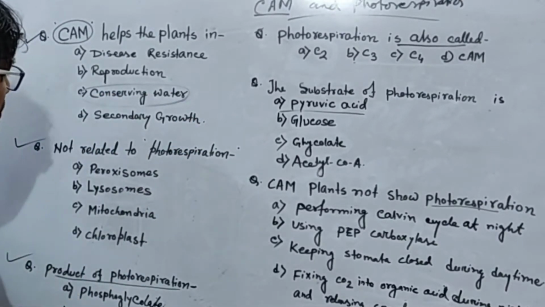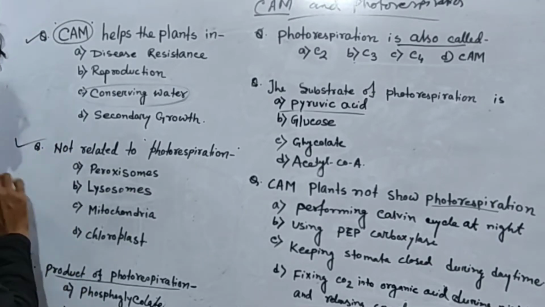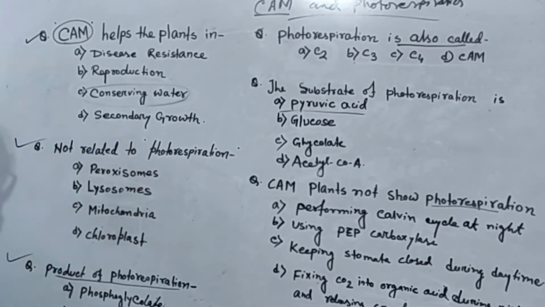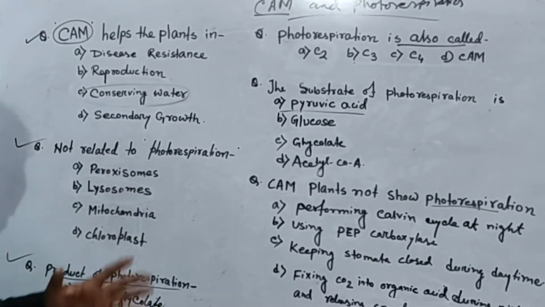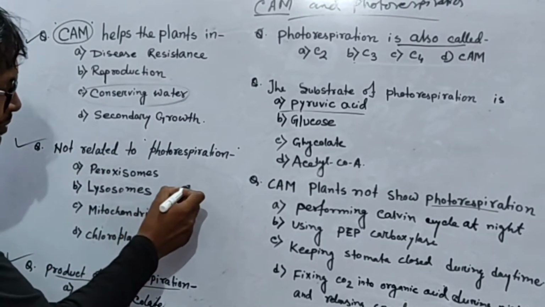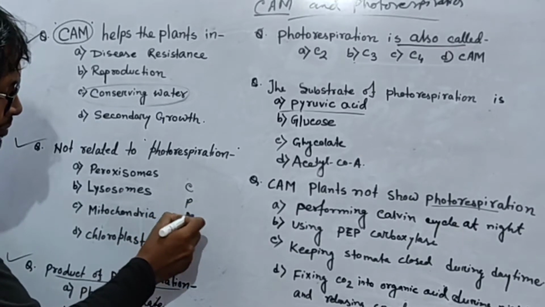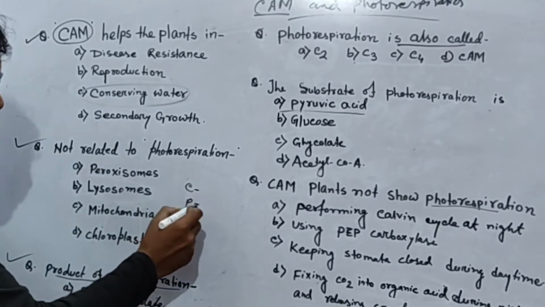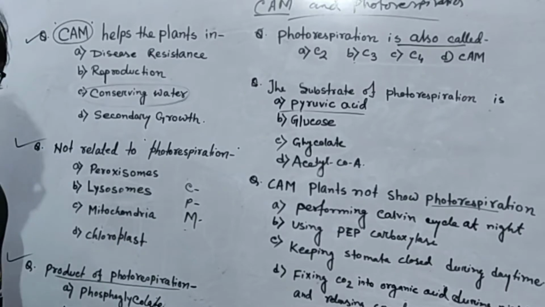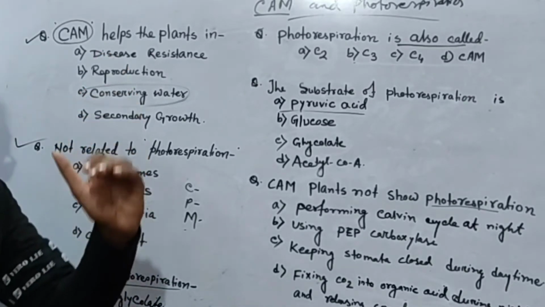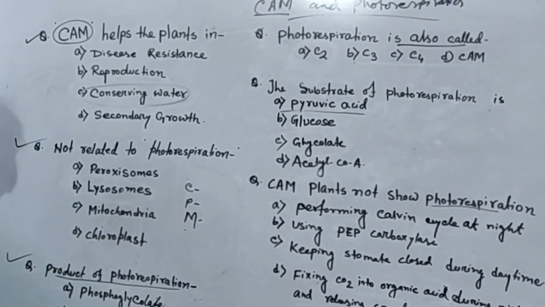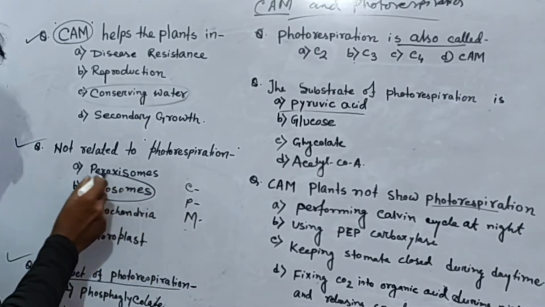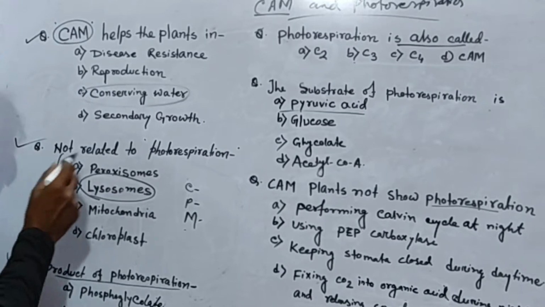Now the second question: which organelle is not related to photorespiration? We know the term CPM: chloroplast, peroxisome, mitochondria, they are sequentially arranged in the phenomenon. So here lysosome is the odd one. This is not related to photorespiration.